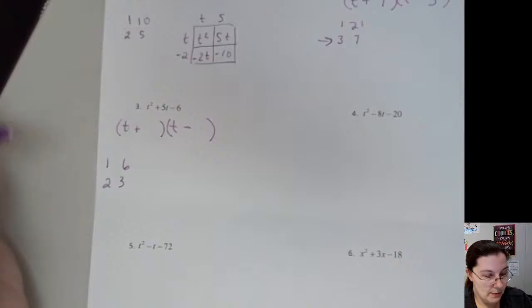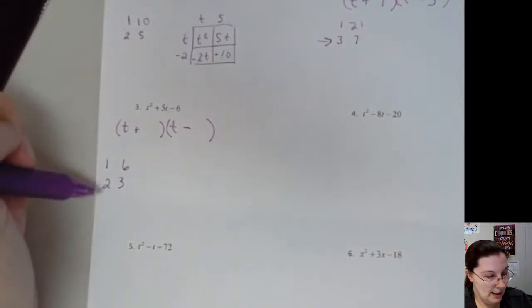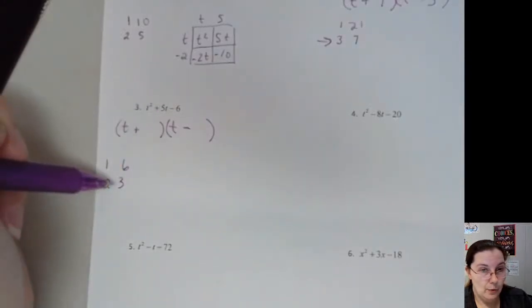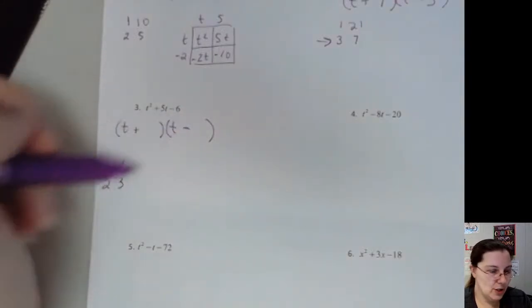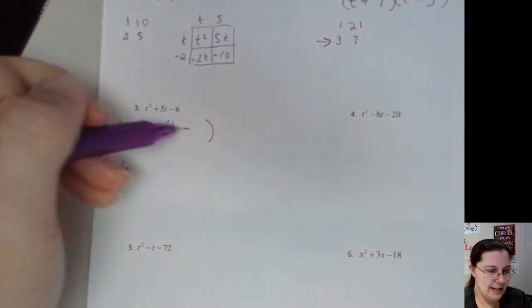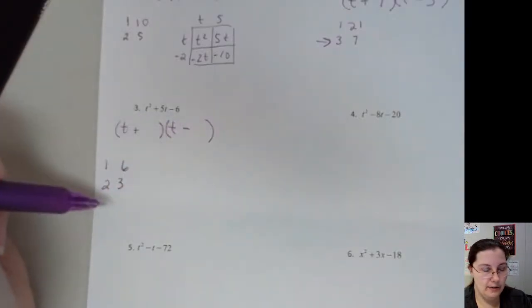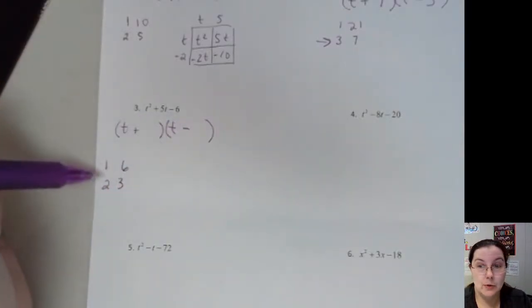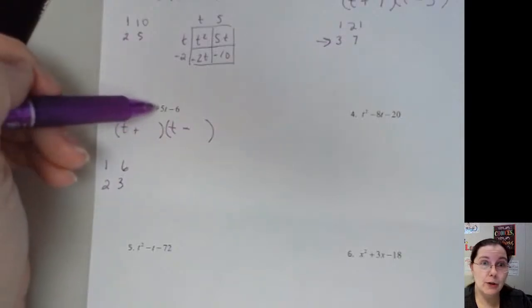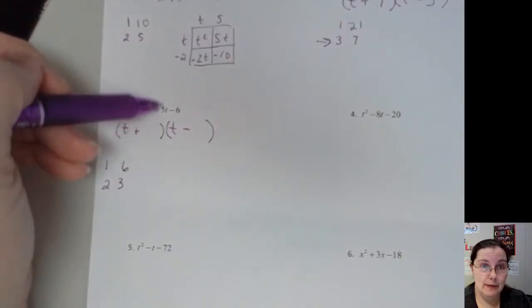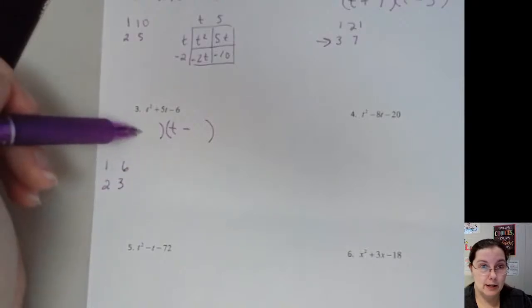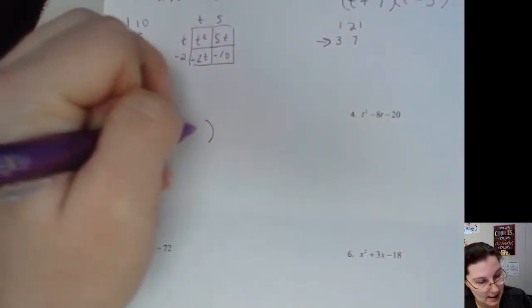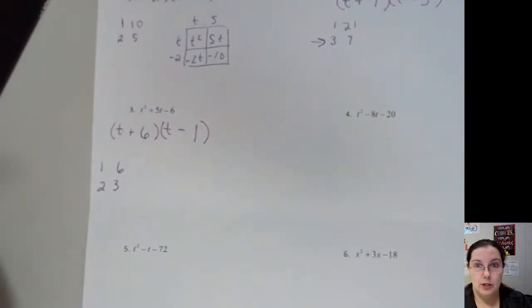For this one, I know that I need to get to a 5. Well, I can add these, but because one is positive and one's negative, there's no way I can get to 5 with 2 and 3. So it must mean that I need to use the 1 and 6. Again, I look at my second term. I have a positive, which means that my bigger factor, the 6, needs to go here. So I'm going to make this the 6 and this the 1, and then I'm finished.